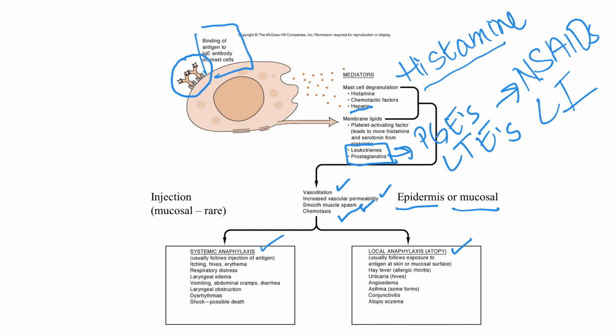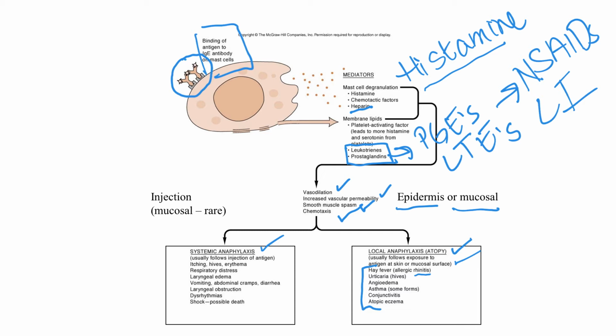So again, these local anaphylactic reactions are usually exposure at the mucosal surface or epidermal surface, and some examples of local atopic responses are things like hay fever, which we call allergic rhinitis, inflammation of the nose, essentially. Think of a rhino and its big horn on its nose. So rhinitis, inflammation of the nose area. Urticaria or hives, angioedema, some forms of asthma. Conjunctivitis is inflammation of the conjunctiva on the eyes, and again, that atopic eczema.